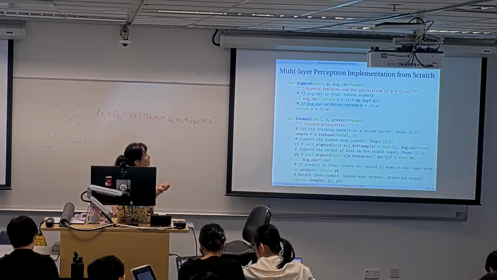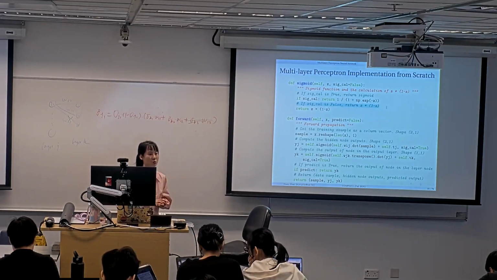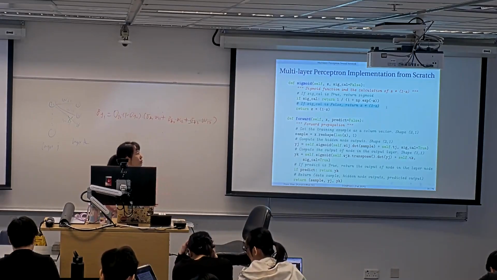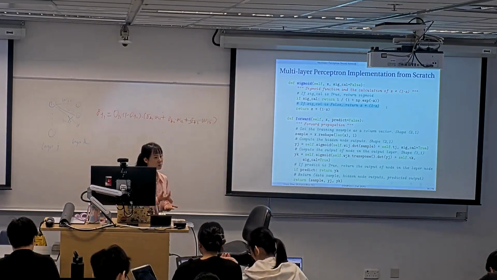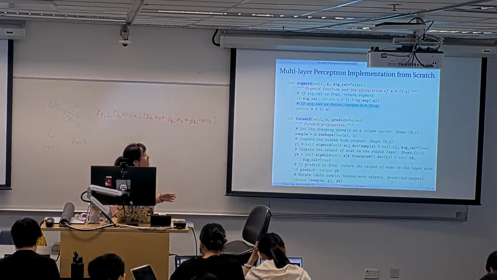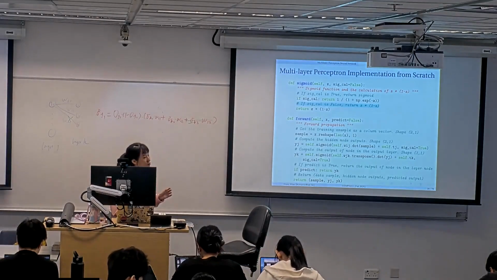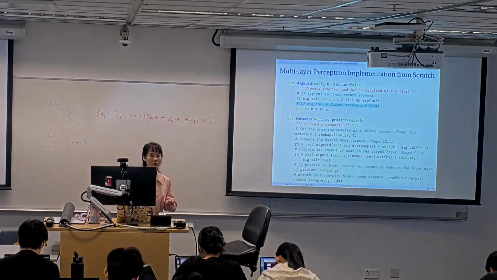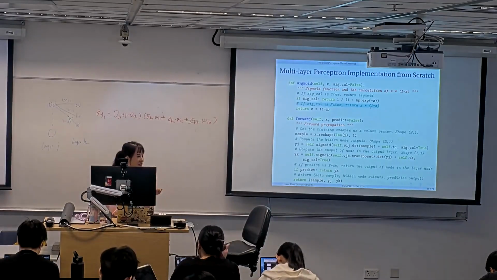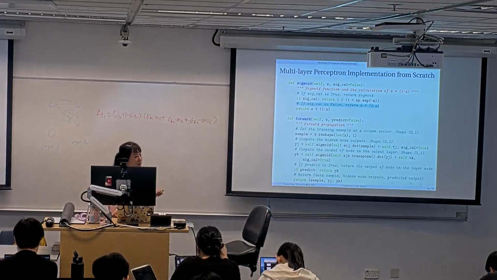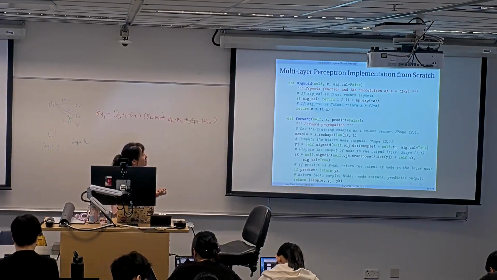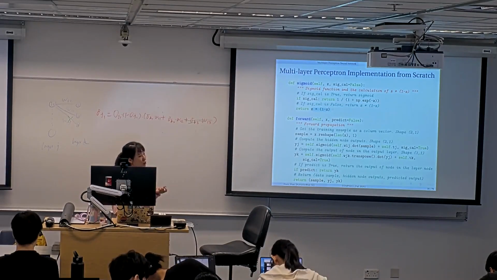If sigcar is false, then that means we are in the backward propagation. In backward propagation, we do not return the sigmoid. We return the derivative of sigmoid. And previously, we've already seen that the derivative of sigmoid is z times 1 minus z. So in this case, we return z times 1 minus z.